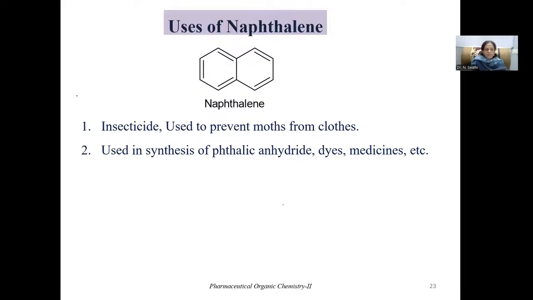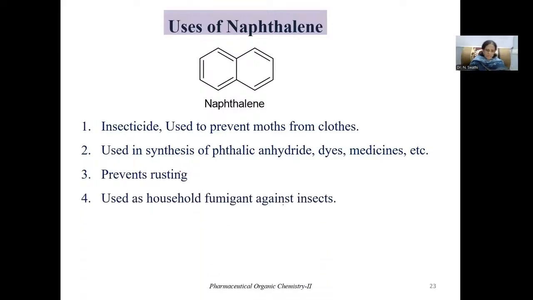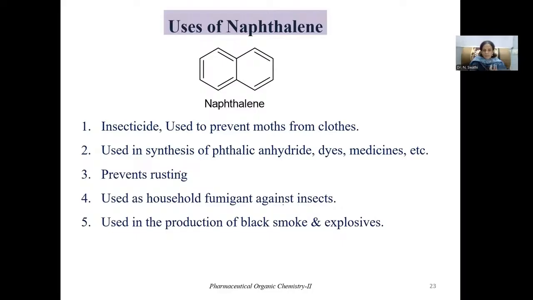Not only for this, naphthalene is used in the synthesis of phthalic anhydride. We have seen in one of the oxidative reactions of naphthalene, we get phthalic anhydride as the product. Naphthalene is also used for the synthesis of several dyes and medicines. A solution of naphthalene prevents rusting also. It is used as a household fumigant against insects and in the production of black smoke. Generally army people or police people use black smoke during strikes and so on. So naphthalene is used in that, and it is also used to manufacture explosives. So these are some of the uses of naphthalene.